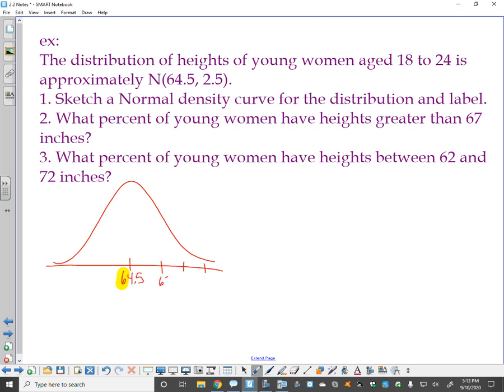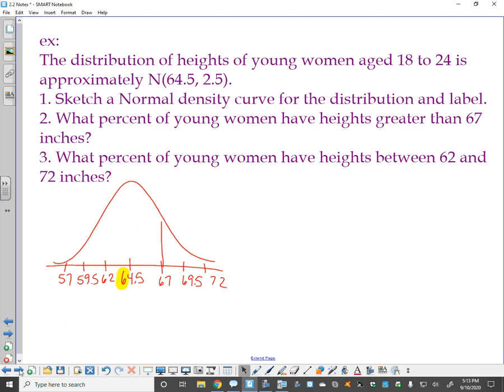64.5, 67, 69.5, and 72. And this would be 62 and 59.5 and 57. Okay, so there he is. That's number one. What percent of young women have heights greater than 67?